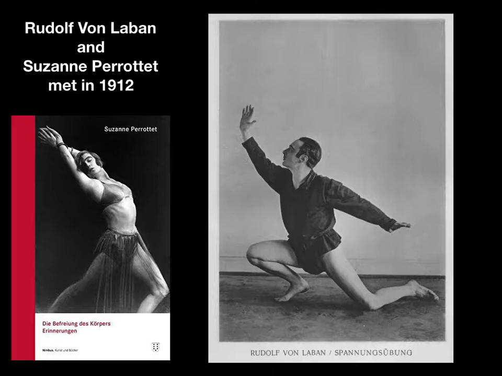They fell in love. In fact, she had a child by him. Pierrottet ended up becoming the music teacher for Laban's students also. So in many ways, there's this cross-fertilization between Dalcroze's methods and Rudolf von Laban's method. Dalcroze, of course, is going to focus on the music, and Laban is going to focus on the movement.